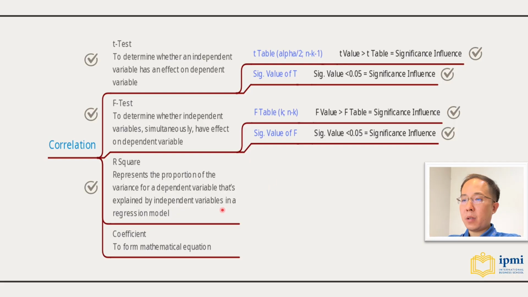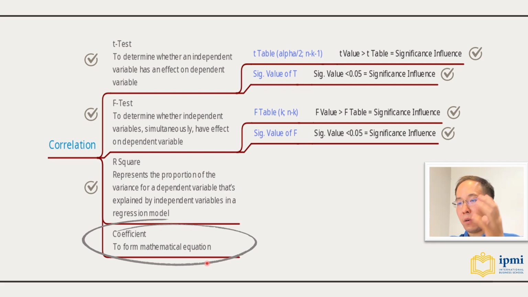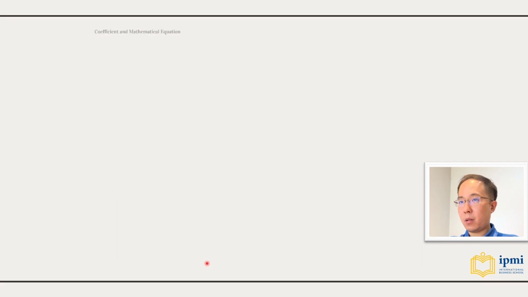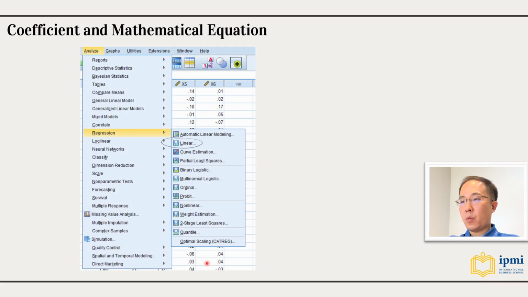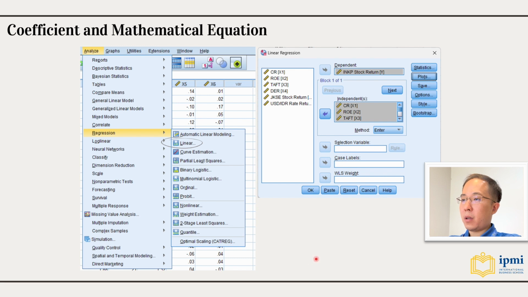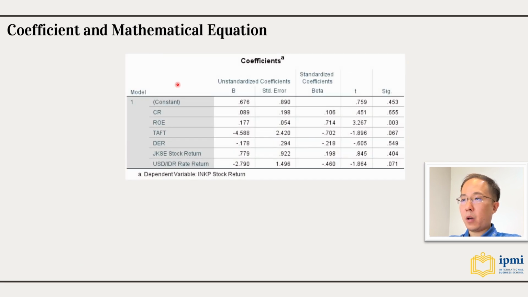The next one would be the coefficient. Coefficient is the last part of this function. The last goal of this video is to form the mathematical equation. The steps will be similar to previously. You can click OK, and then the coefficients table will appear. In this one, you will need to focus on this B, or beta, or coefficient. With these coefficients, you need to form the mathematical equation.